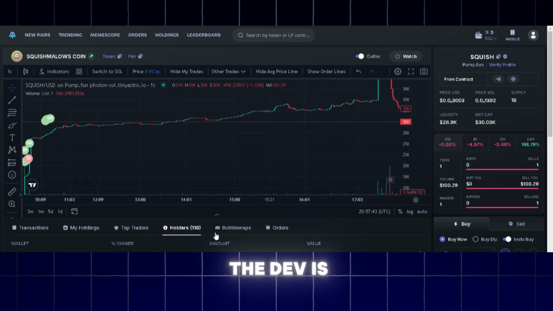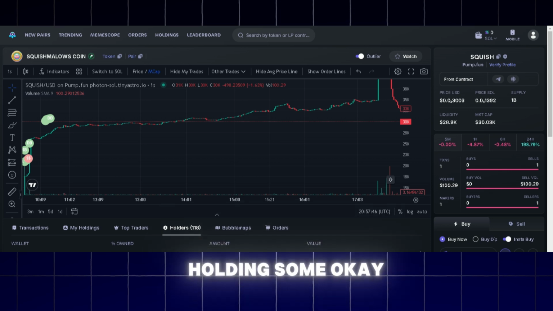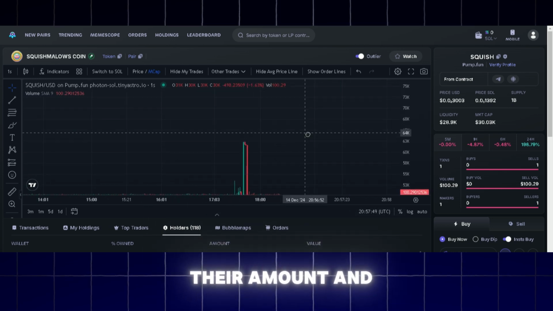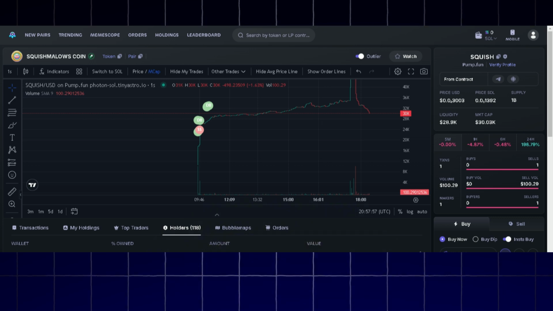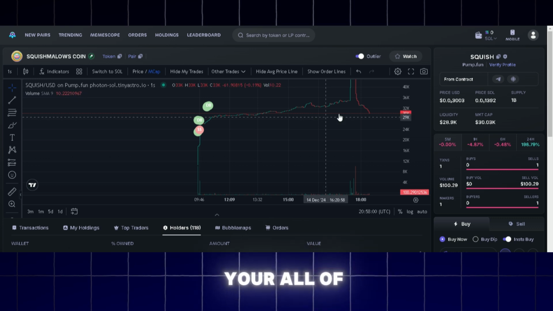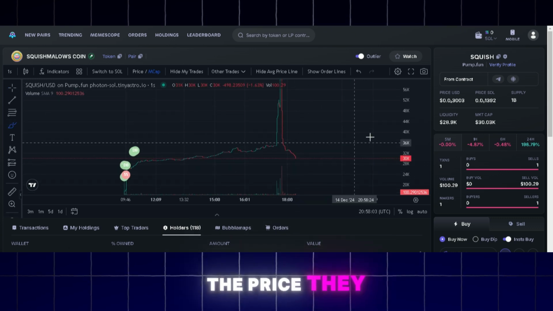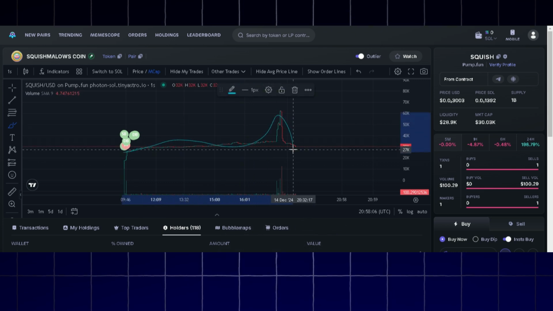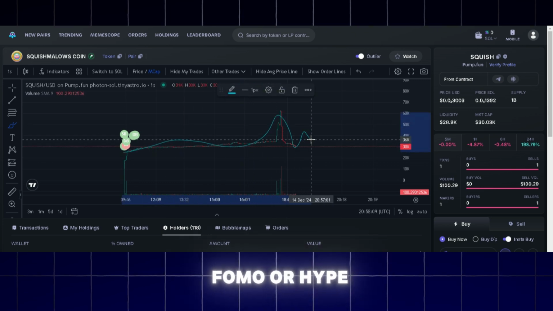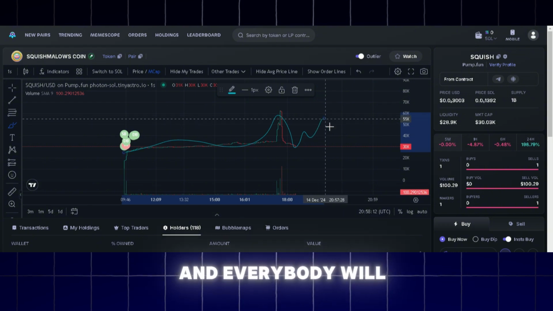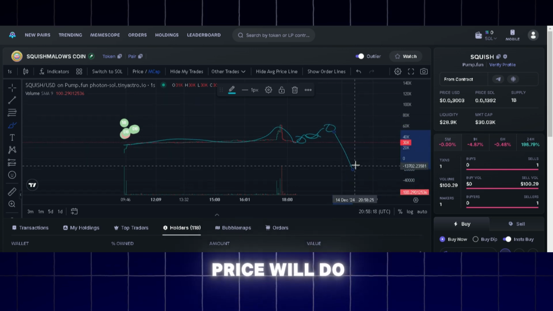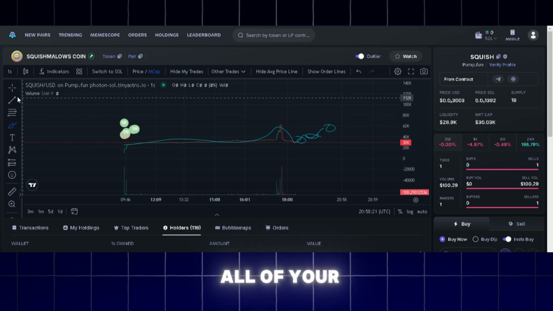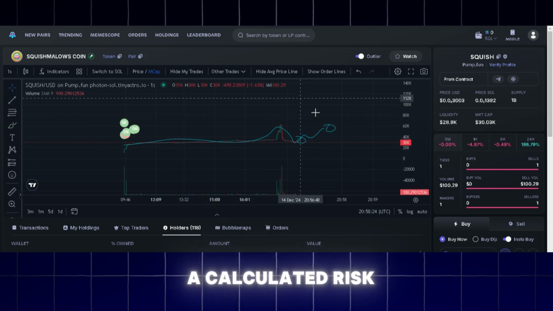But I think the dev is holding some. Okay, the dev is holding 55% of their amount, and I don't know. So basically you need to avoid this type of coin, because they will take all of your money. The price will do like this and this, then they create FOMO or hype, and the price goes up, you buy here, and then they immediately sell their position, dump the price, and you will lose all of your money. So make sure you guys take calculated risk.